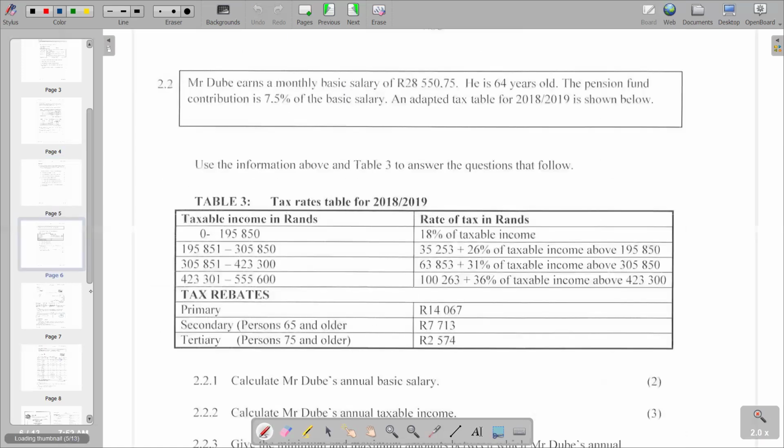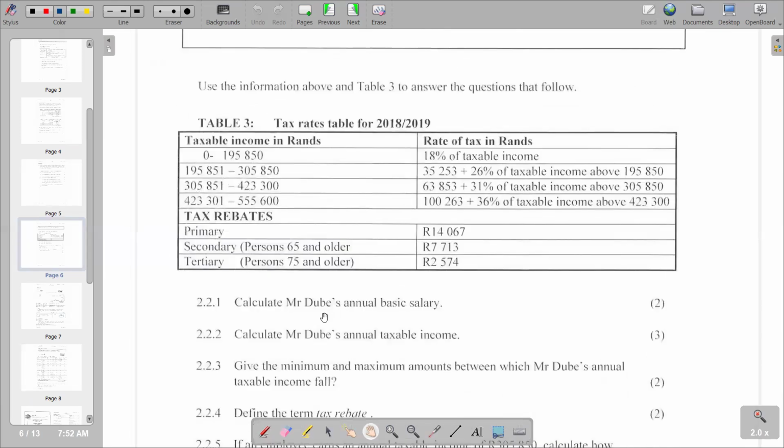So we move on to our 2.2. Mr. Dube earns a monthly basic salary of 28,550 rands 75 cents. He is 64 years old, and the pension fund contribution is 7.5% of the basic salary. An adapted tax table for 2018 to 2019 is shown below. Use the information above in table 3 to answer the questions that follow. So on our first question, it's calculate Mr. Dube's annual basic salary. So according to the information given, let's see how we can calculate the annual basic salary.